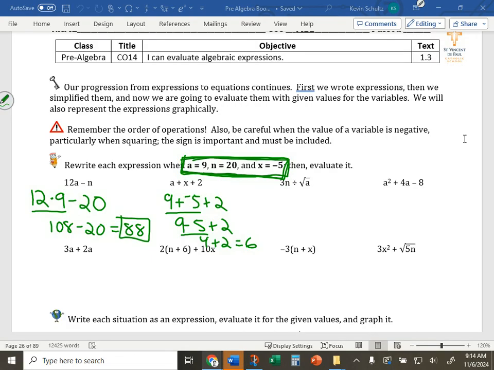The next one, 3 times n divided by the root of a. What number goes in for n? 20. What operation is going on between the 3 and the 20? We're multiplying, right? And we know that because there's no other operation written. So that's understood. It means that we are multiplying. Okay? And then we're dividing that by the root of a. What's our value for a as given to you? 9.